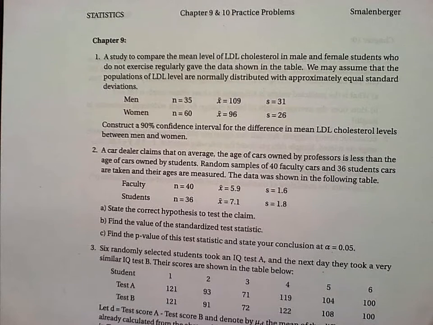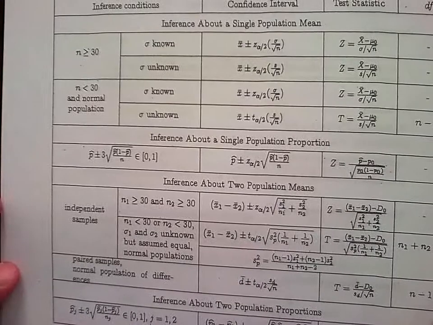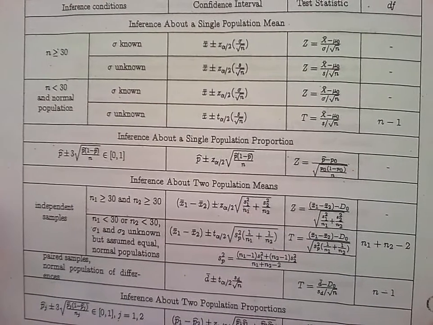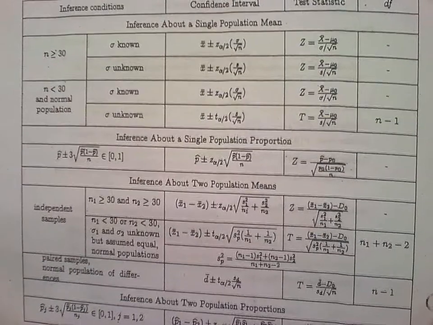We're still going to draw a picture. We're still going to determine if we're using Z's or T's. Still going to look at our critical values and our test statistics, and then we're going to give our conclusion. Those 6 steps that we've always been doing are going to be the exact same 6 steps. The only thing that's a little bit different are the formulas. And that's why I gave you all this formula sheet right here. So let's talk about this formula sheet.